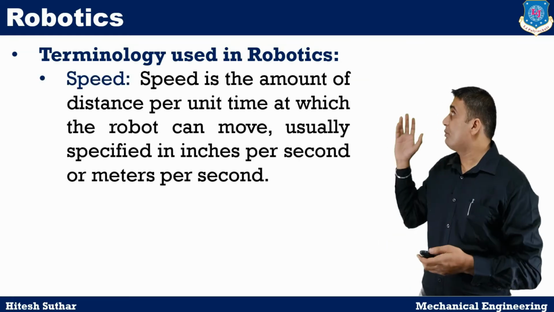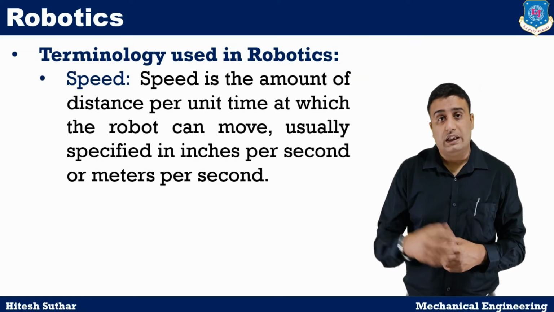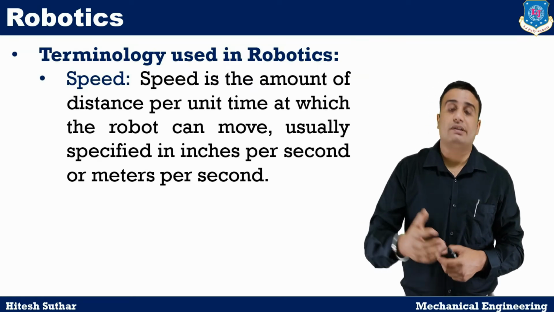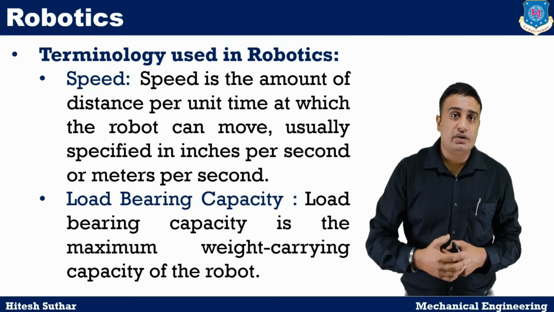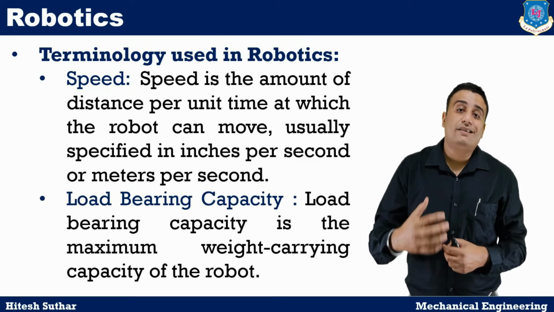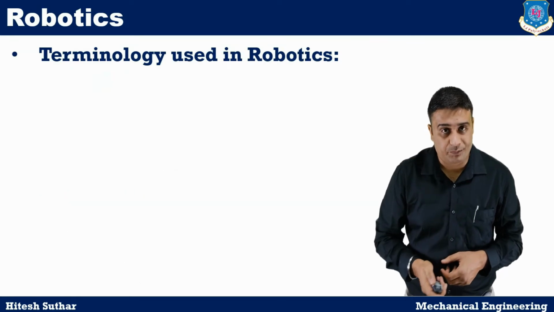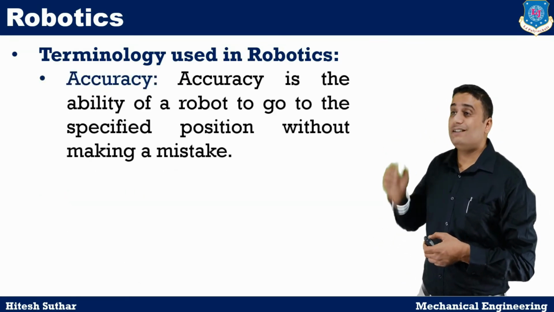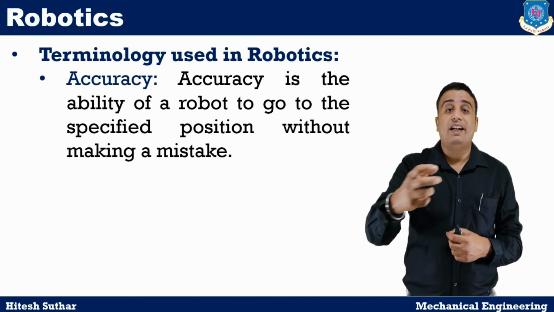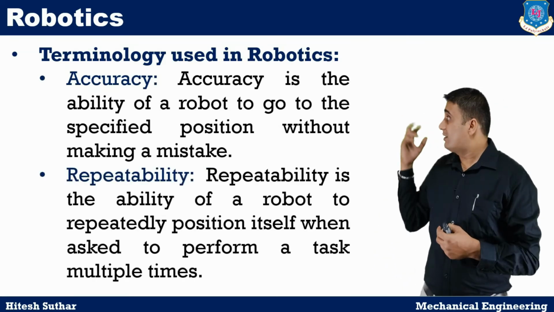Moving on to the next, that is the speed. Speed is the amount of distance per unit time at which the robot can move, usually specified in inches per second or meters per second. Next terminology is load carrying capacity, or load bearing capacity. The load bearing capacity is the maximum weight a robot can carry. Moving on to the next terminology, that is the accuracy. Accuracy is the ability of a robot to go to the specified position without making a mistake.